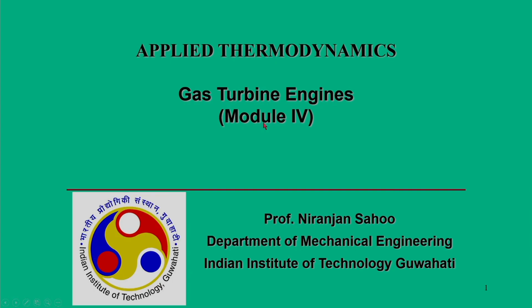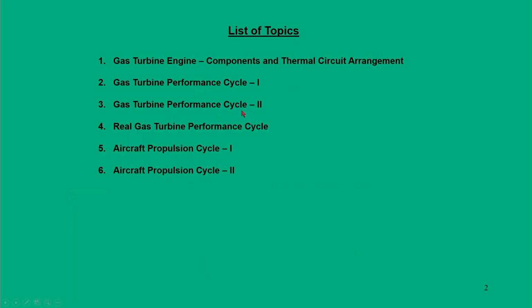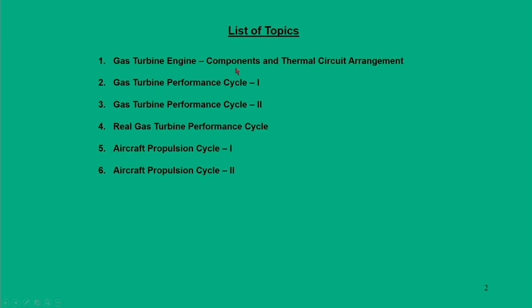We are in the MOOCs course Applied Thermodynamics, Module 4 Gas Turbine Engines. In previous lectures, we analyzed the gas turbine engine components, thermal circuits, and gas turbine performance cycle part 1. Now, we are going to discuss gas turbine performance cycle part 2. Here we will mainly discuss the modifications of basic cycles in order to improve the performance.